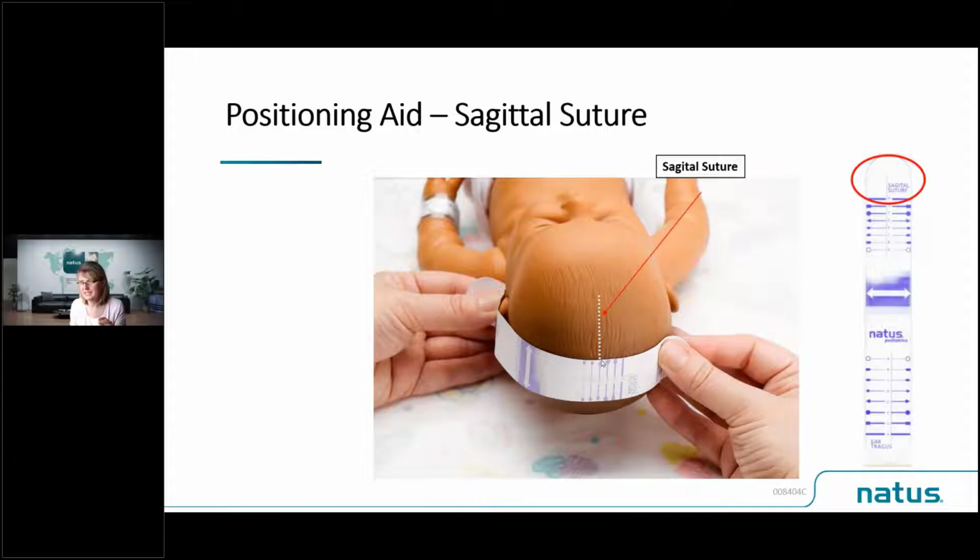We're then going to move the aid backwards and forwards a little bit. We're going to identify the sagittal suture, and we're going to slide the positioning aid backwards and forwards until the letter of the alphabet, or the symbol, if that works better for you, is the same at the ear tragus as it is at the sagittal suture. And this letter is going to vary dependent on the head circumference of the baby. It's not one letter fits all. It really does vary per infant.